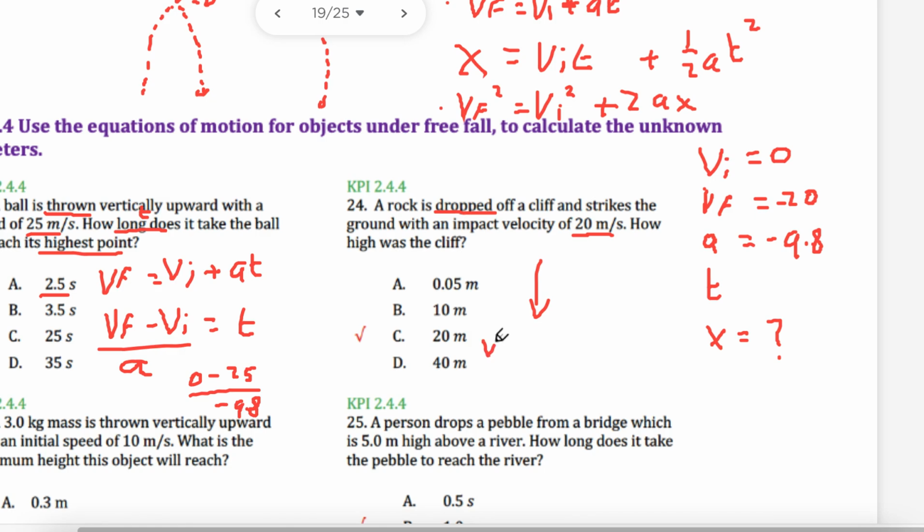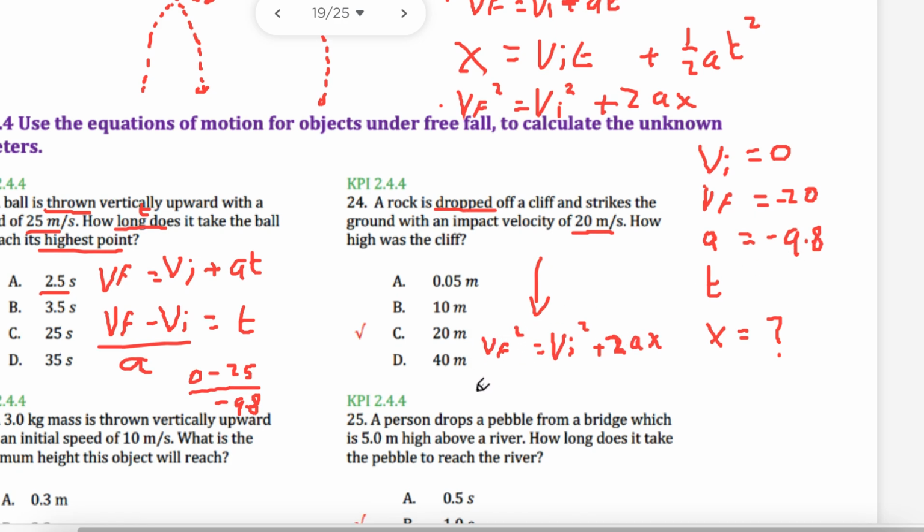We will do vf squared equals vi squared plus 2ax. Look what happened to that 2ax. Again, either rearrange or put the numbers in shift solve. I showed you how to rearrange. Now let's try shift solve. Let's put the numbers in.